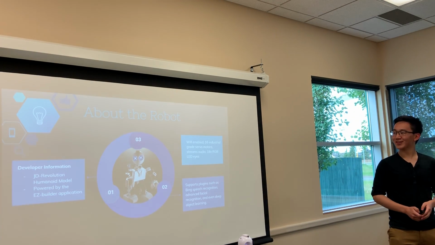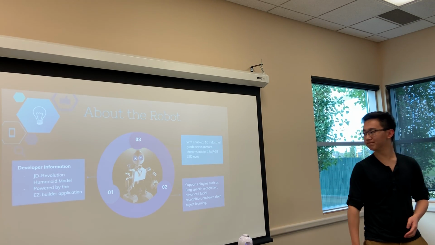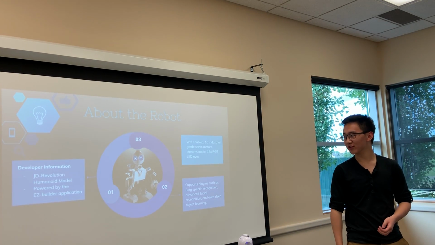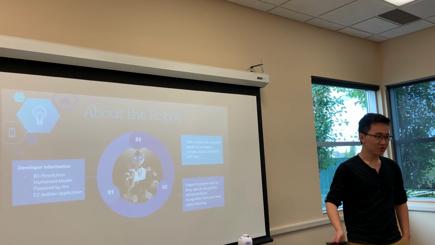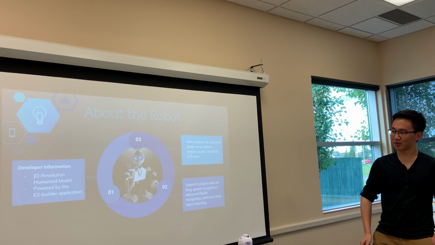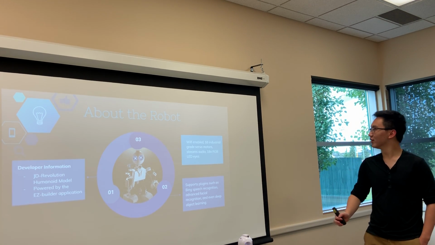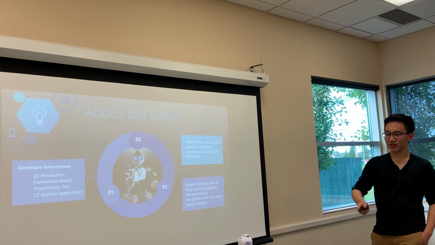So, about the robot. The robot is, for its size, quite powerful. It's called the JD Revolution humanoid model because it's humanoid, and it's powered by the Easy Builder application, which I will show you later. And it is Wi-Fi enabled. That's how it's communicating from my computer to this thing.